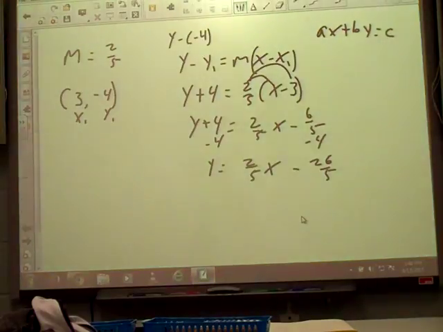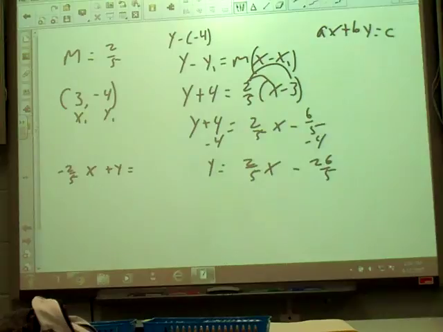Okay, I still don't have my x and my y on the same side together. Subtract the 2/5 x. Grace T is correct. That's going to give me right over here negative 2/5 x. I'm writing it first because the x comes first in standard form. Plus y is equal to negative 26/5.